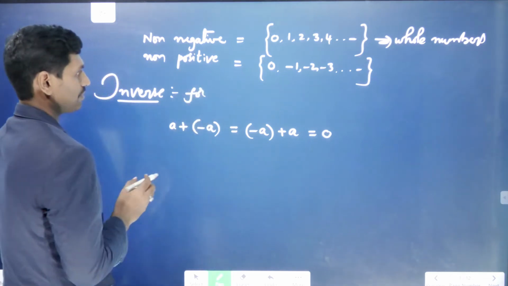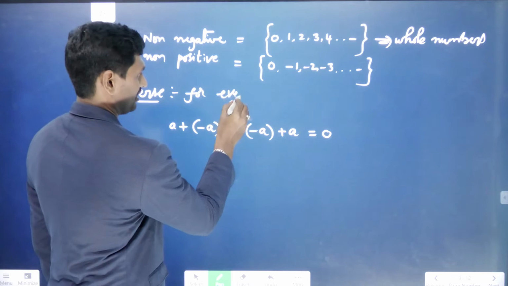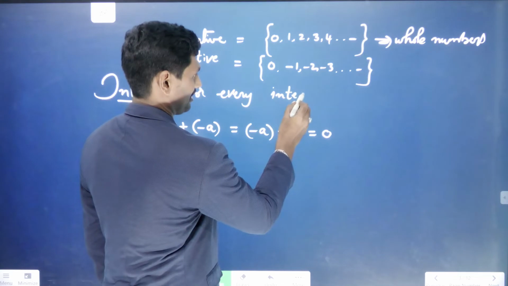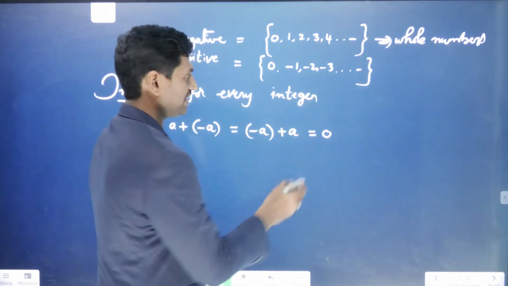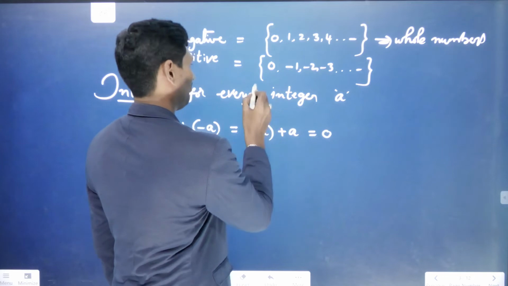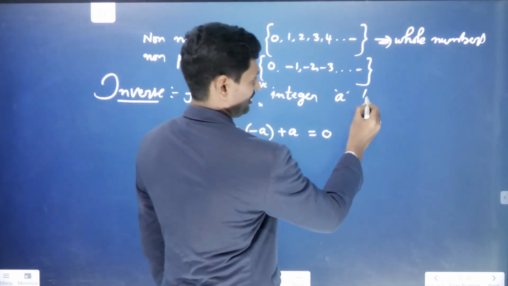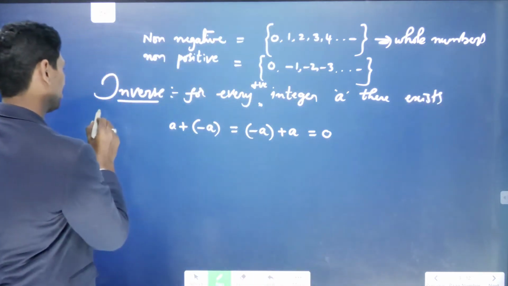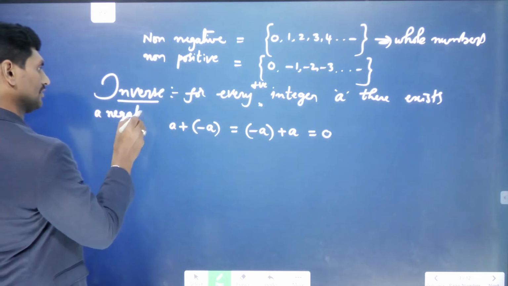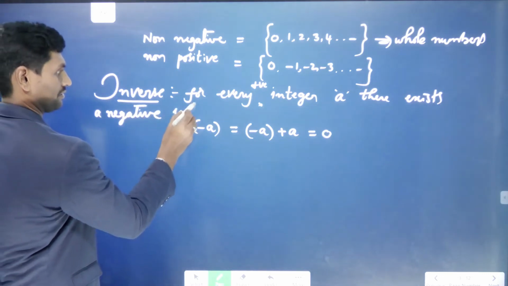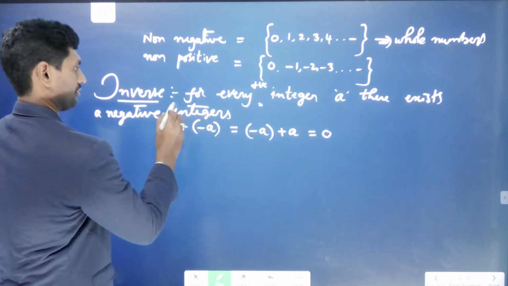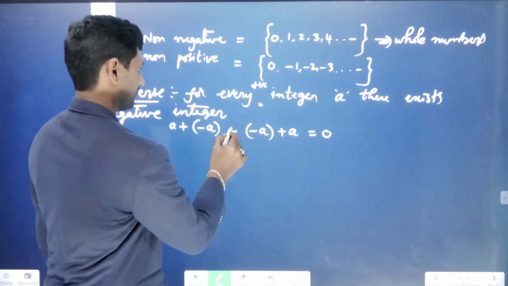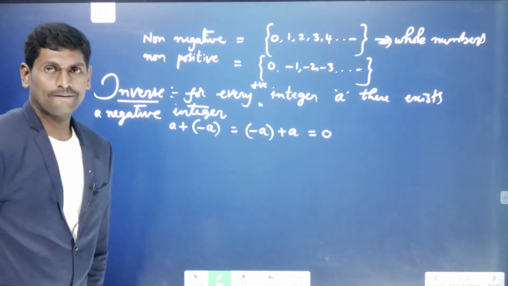That only you should write. Inverse property means for every positive integer a, there exists a negative integer. Okay? Clear, children?